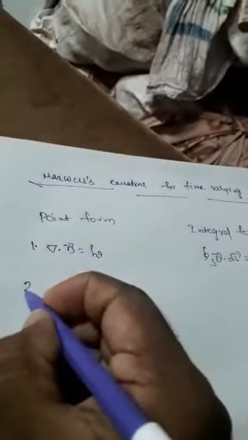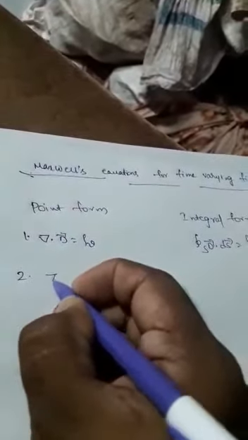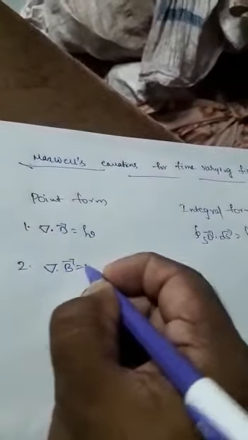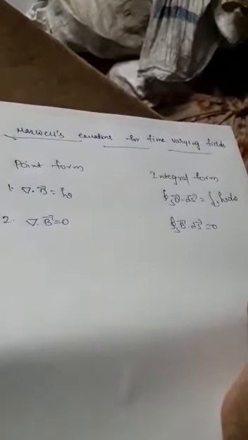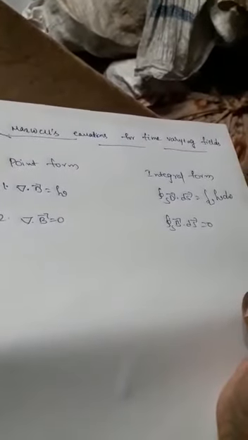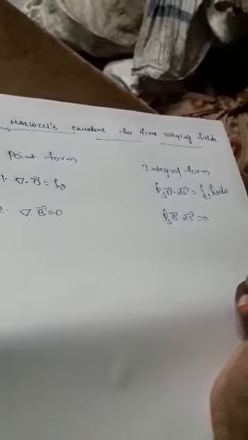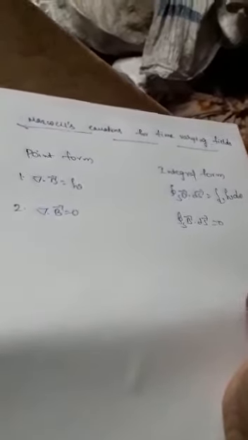The next one is divergence of B bar is equal to 0 in point form, and in integral form, closed surface integral of B bar dot dS bar is equal to 0, which is derived from Gauss law for magnetic fields, that means Gauss law for time varying magnetic fields.